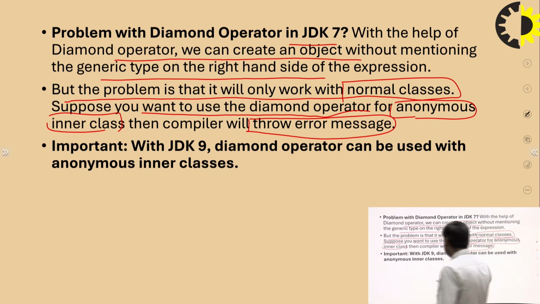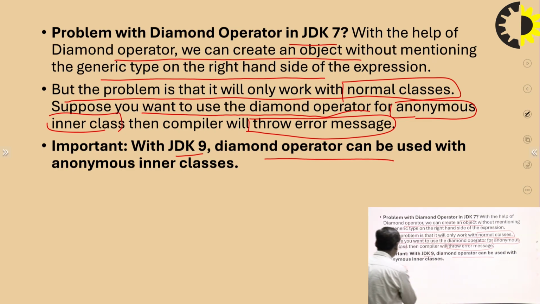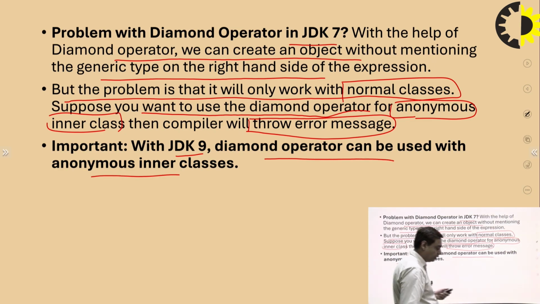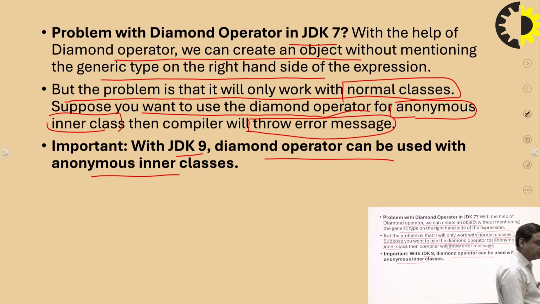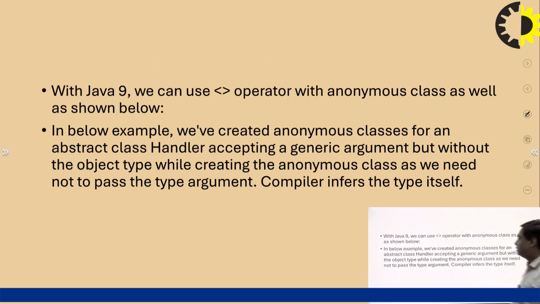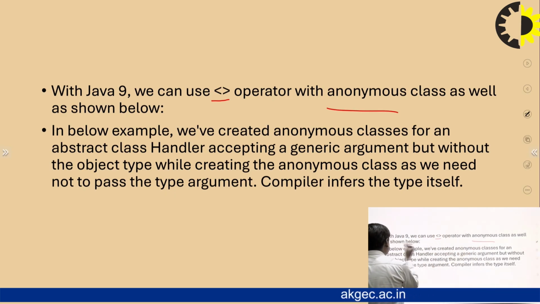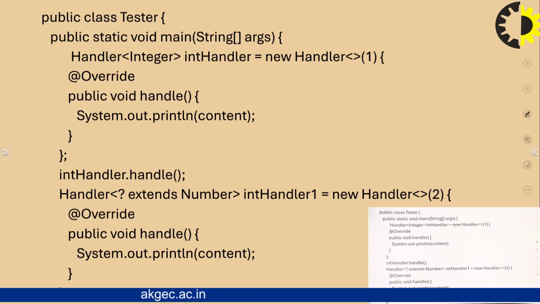In JDK 9, the diamond operator can be used with anonymous inner classes. It is just for your information that in JDK 9 it has been implemented. Now, with Java 9, we can use the diamond operator with an anonymous inner class as shown in the example, as well as with normal classes. So, look at an example. This is an example.